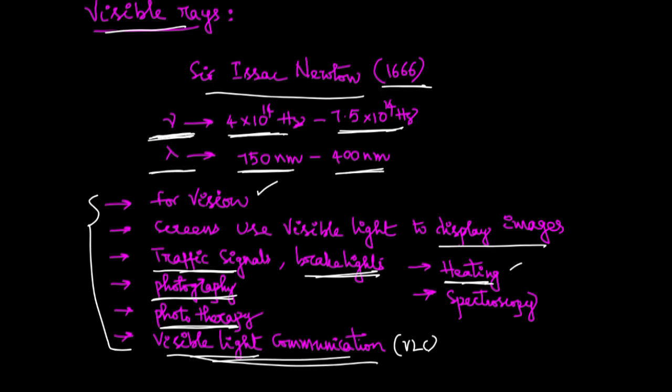And spectroscopy is an important thing in the fields of astronomy and chemistry. In this spectroscopy also, visible rays are used. These are some uses of visible rays.